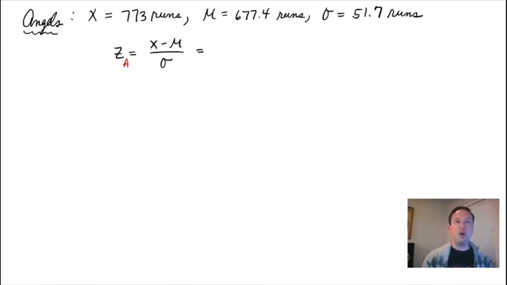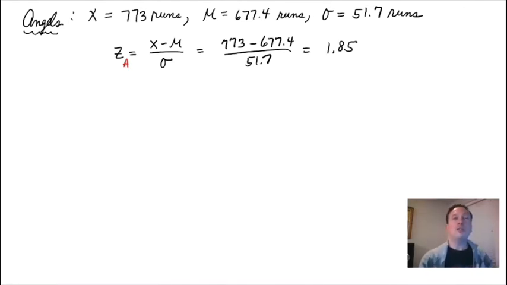All right, so here's what I did. I just quickly summarized the Angels. So X is their number of runs. And then here, because we're looking at a population of leagues, we're not leaving any teams out, the mean of all the teams of the American League was this, and the standard deviation was 51.7. So Z_A, or Z for Angels, again, here's our formula. Plug in the numbers that are given, compute it, and you get 1.85 for the z-score. So this group is above average.